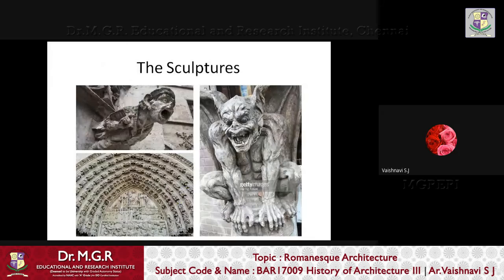And this kind of sculptures were also used. You can see how intricate the details were done. This is, I think, in a doorway. So they have placed Jesus Christ images along with people here, and all the sculptures were given. And these types of gargoyles were also given.